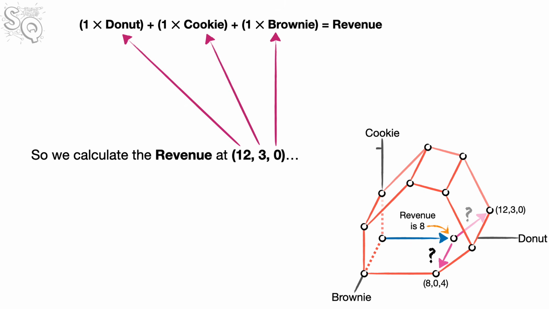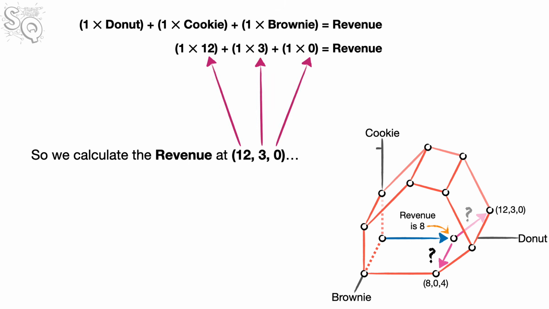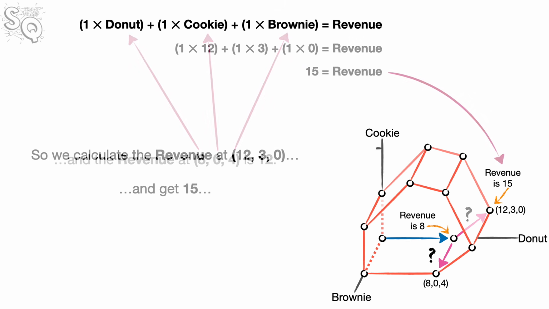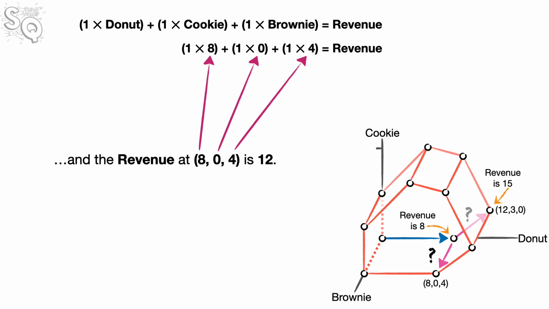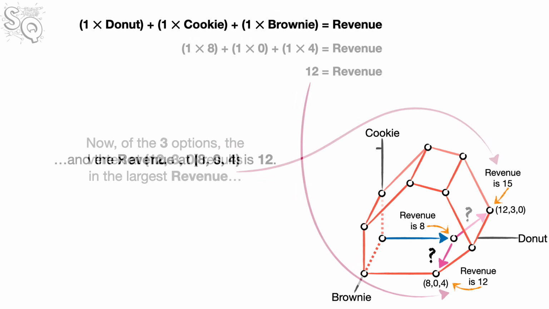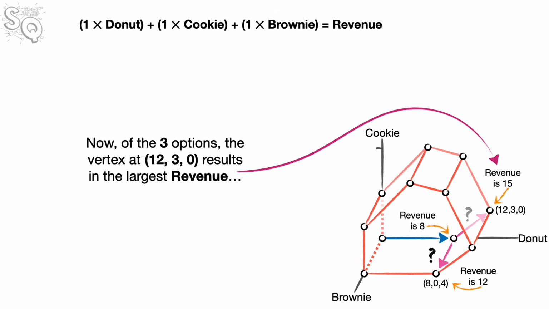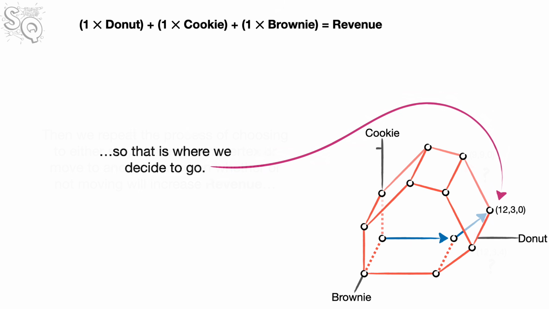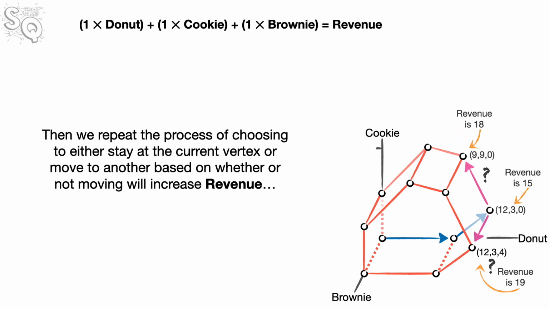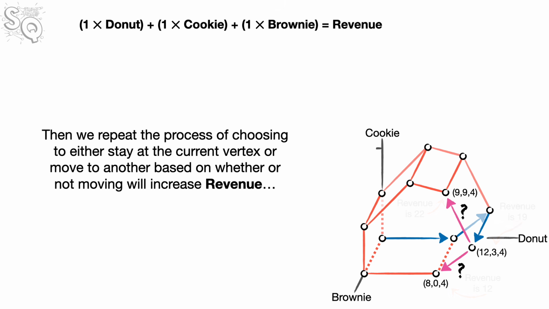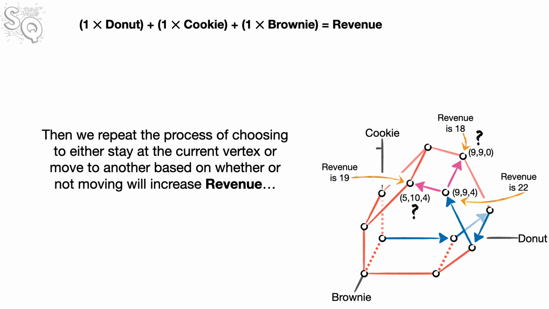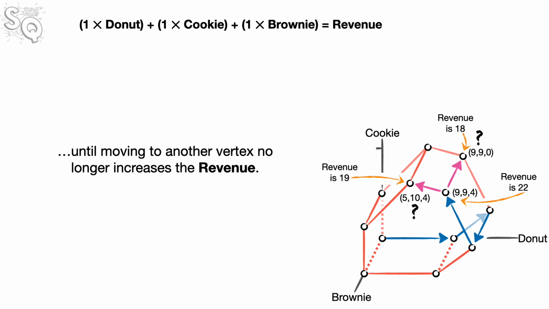So we calculate the revenue at 12, 3, 0 and get 15. And the revenue at 8, 0, 4 is 12. Now, of the three options, the vertex at 12, 3, 0 results in the largest revenue. So that is where we decide to go. Then we repeat the process of choosing to either stay at the current vertex or move to another based on whether or not moving will increase revenue, until moving to another vertex no longer increases the revenue.